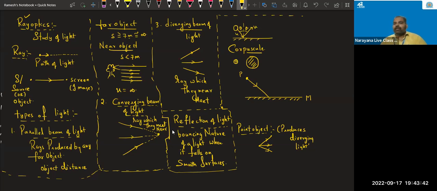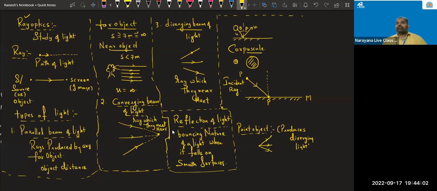What is the name of this ray? Tell me. Incident ray. What is the name of this point? Point of incidence. Okay, I will draw one normal line.